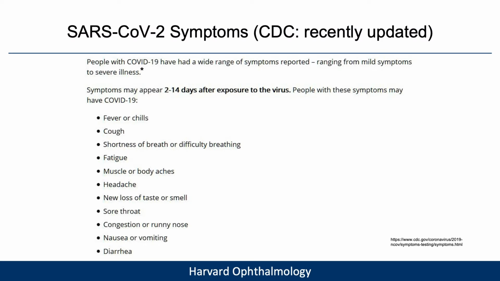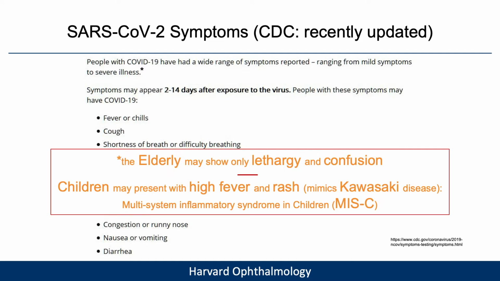This is a list we've all seen. All of us who report to hospitals have to report negative findings on all of these symptoms, but you may not know that elderly patients with COVID-19 may be quite ill and show only lethargy and confusion and have sudden death from there. And children with high fever and a rash mimicking Kawasaki's disease can have this multi-system inflammatory syndrome in children, which can cause fatal heart arrhythmias and sudden death.